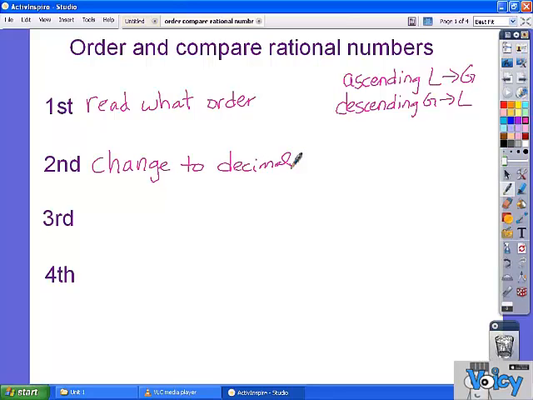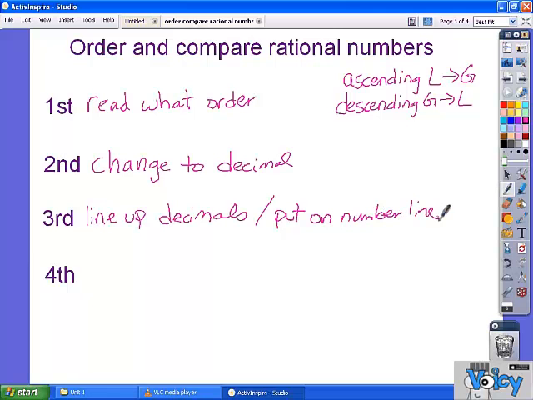Okay, the third thing, we're going to line up our decimals, or if you like to put them on a number line. And the last thing, we're going to put them in order and make sure they are in original form.